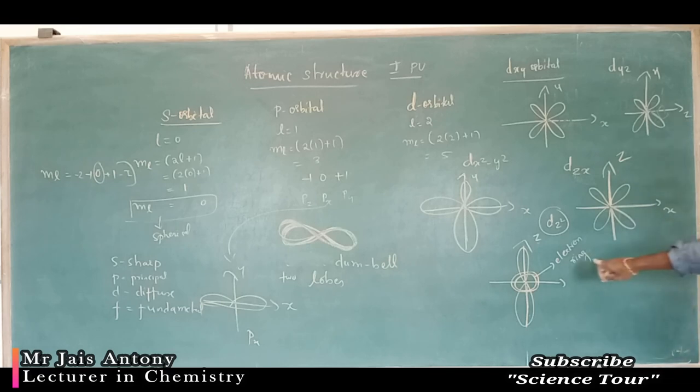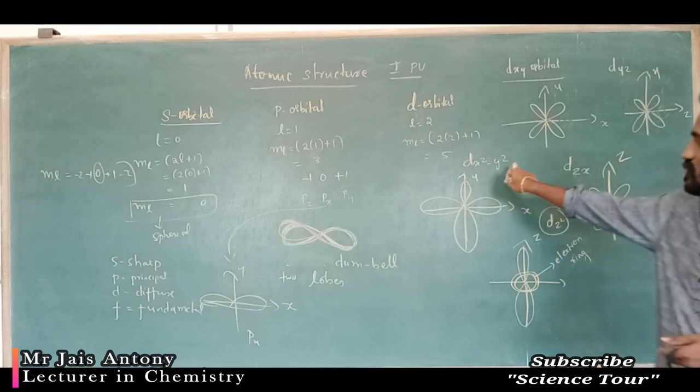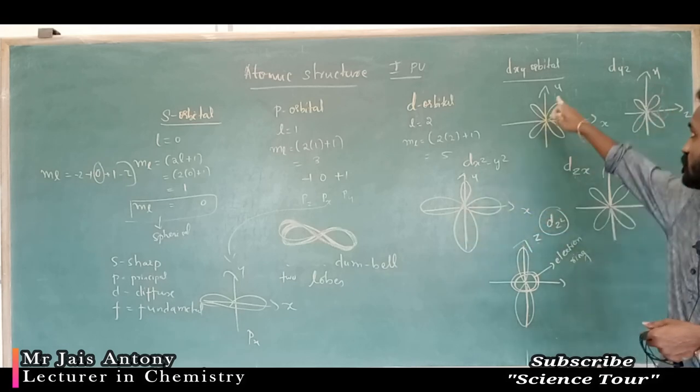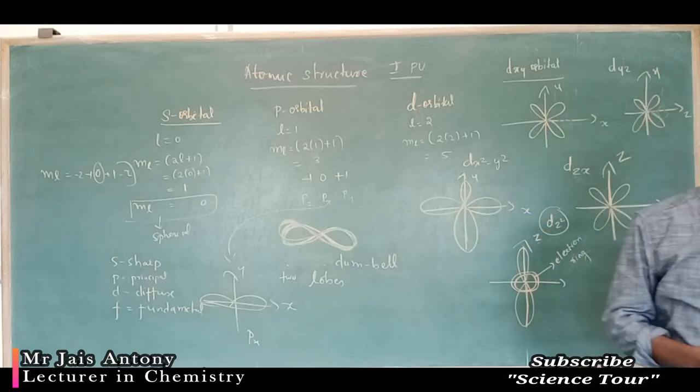So this is important: in dz square you draw on the axis, and at the same time two rings, which are the electron ring. In x square minus y square you draw on the axis, but the remaining all you draw in between the axes, okay.